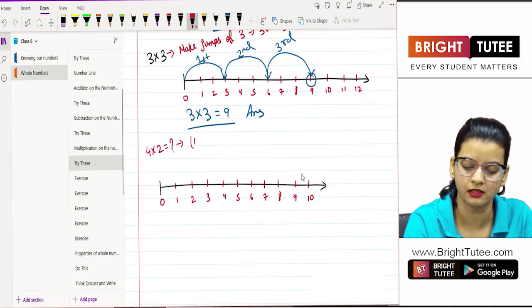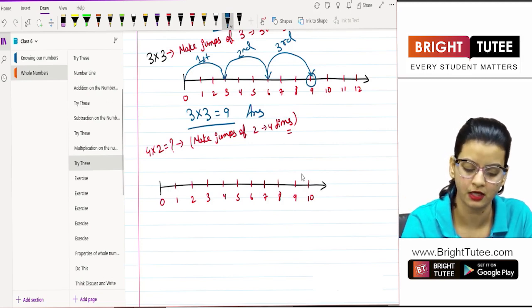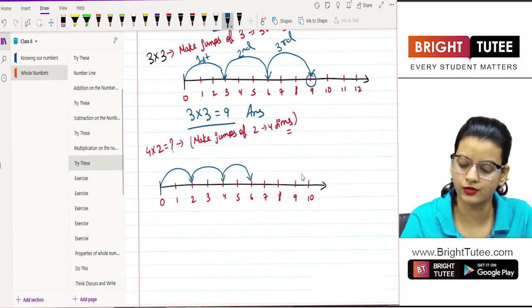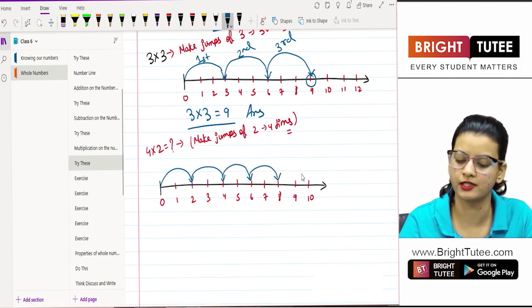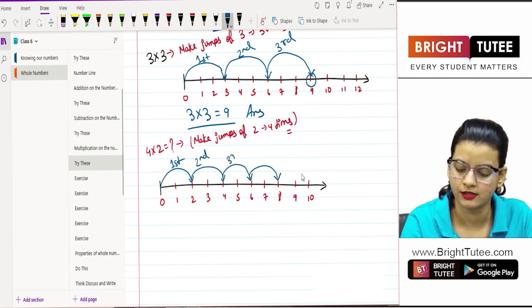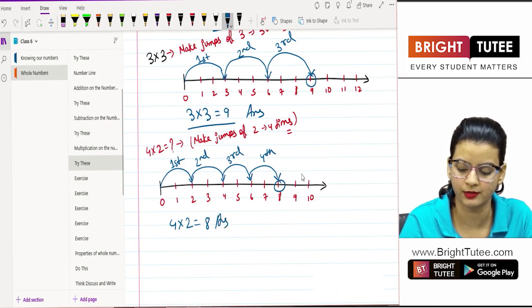This means make jumps of 2, 4 times. So let's make jumps of 2, 4 times. This is my first jump, then 2 to 4 is my second jump, 4 to 6 is my third jump, and 6 to 8 is my fourth jump. Where do I reach? I reach 8. So 4 into 2 equals 8, and that's my answer.